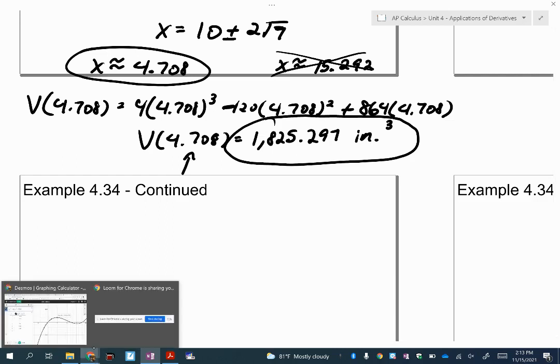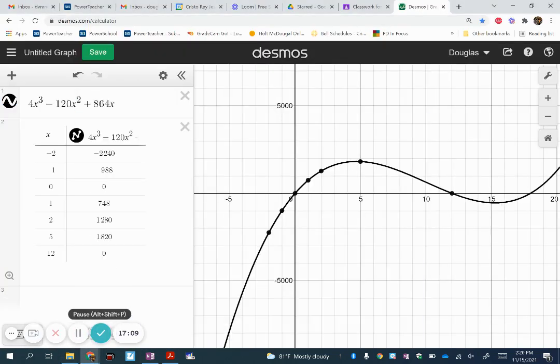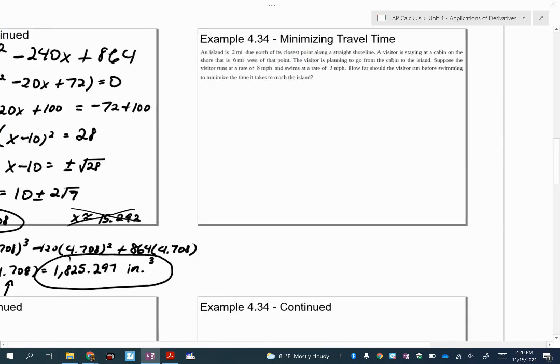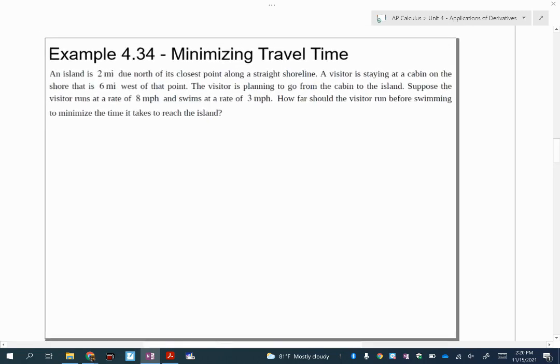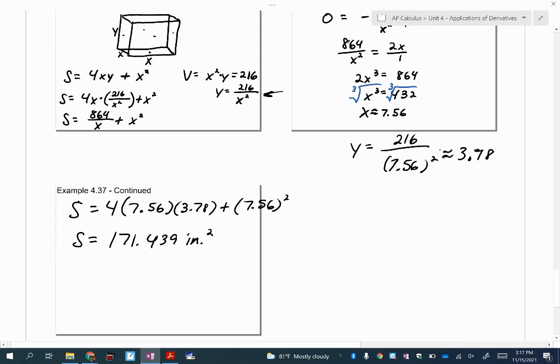I'm going to move on to the next one. Okay, so for the next one, we're going to talk about this problem where we're trying to minimize travel time. So we have critical points. So hopefully you see the connection between those two things.